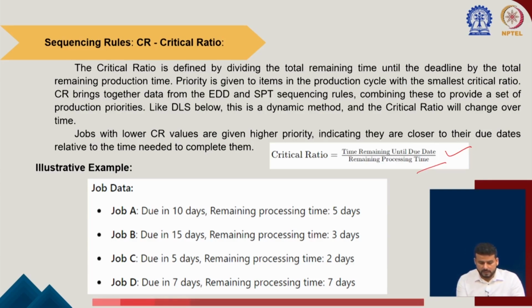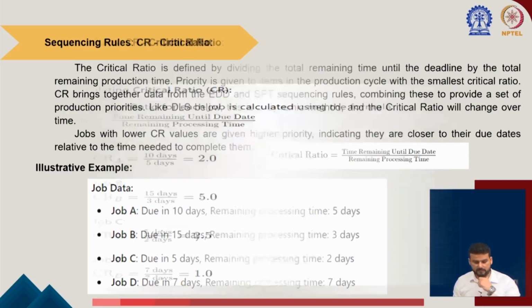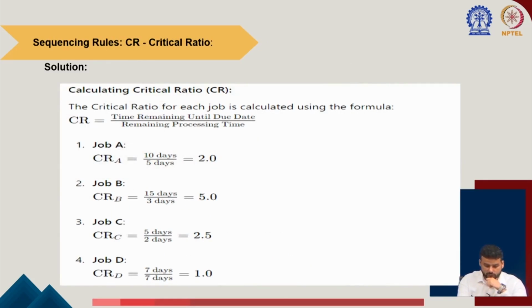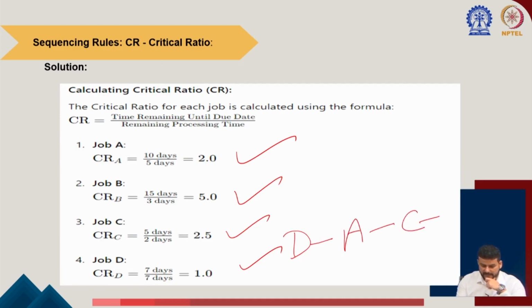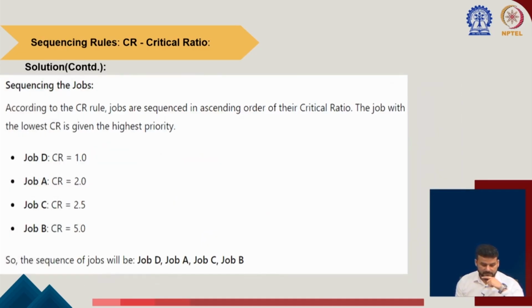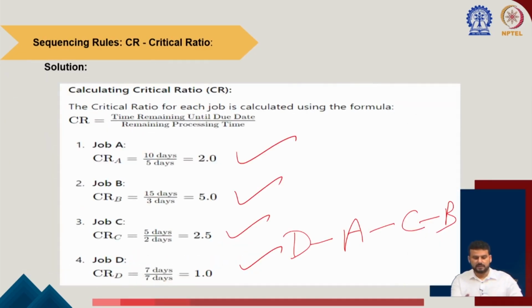So the due date is given, the processing time is given, and you can calculate CR, the critical ratio: for job A 2, for job B 5, 2.51. So you can see you should process job D and job A, then job C and then job B, as per the critical ratio: D, A, C, B. So this is the final sequence, and then you can obviously find out the flow time like we did in all those previous examples, and then you can find out the delay.